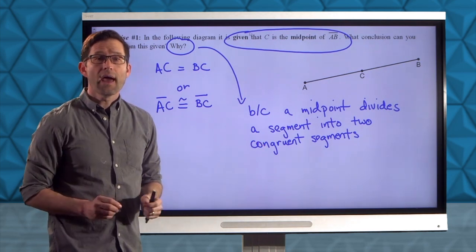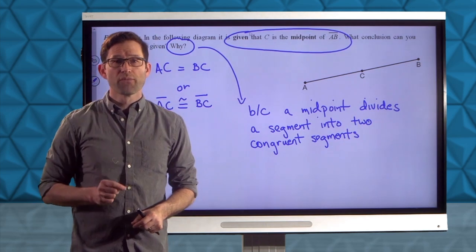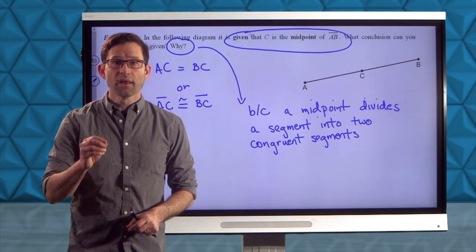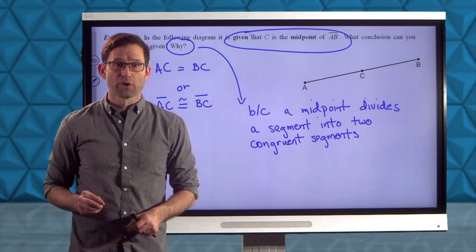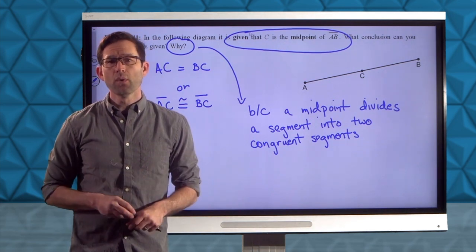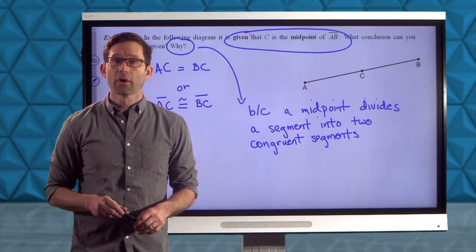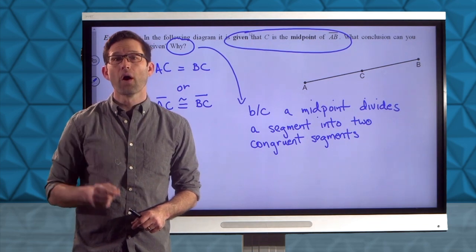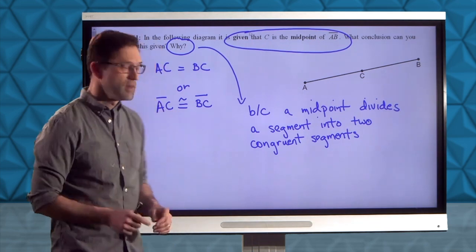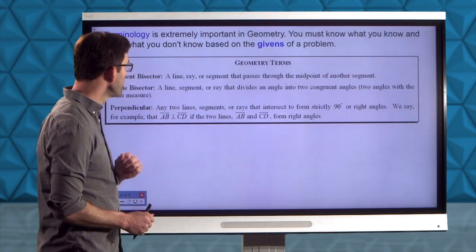All right? Now, being able to draw proper inferences from any givens is all about knowing your geometric terminology. So we're going to review a little bit of that right now, and then we're going to go on and continue to draw inferences from givens. Let's do that.